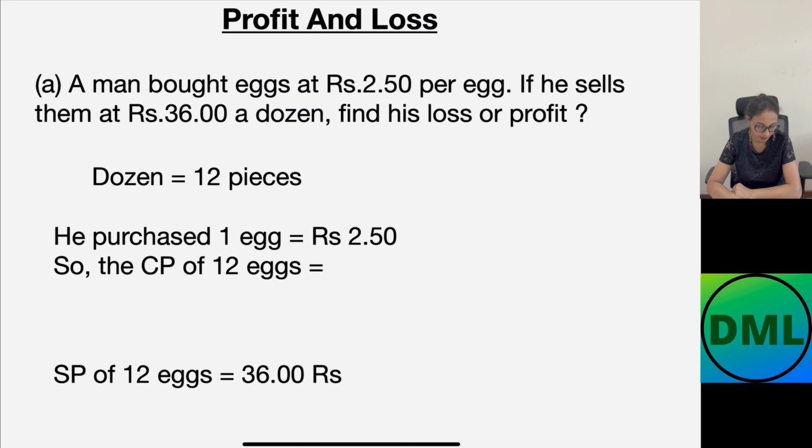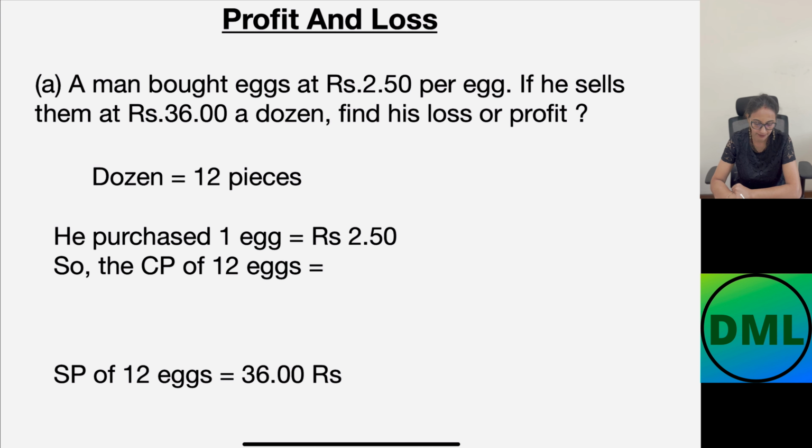Profit and loss. A man bought eggs at rupees 2.50 per egg. If he sells them at rupees 36 a dozen, find his loss or profit. He is purchasing the eggs at 2.50 per egg. That means one egg is purchased at 2.50. If he sells them at 36 a dozen, what is the meaning of a dozen? Dozen means you are buying 12 pieces. So we need to find out the cost price of 12 pieces of eggs.